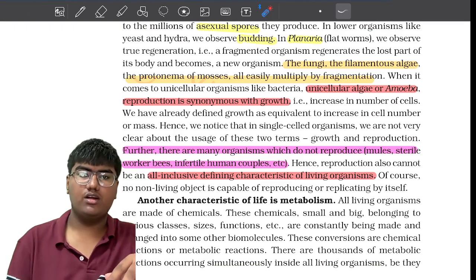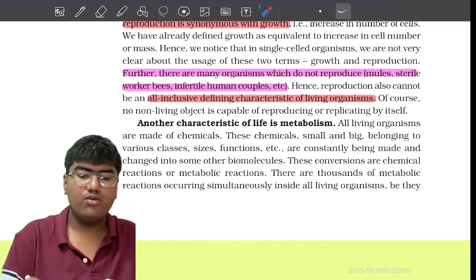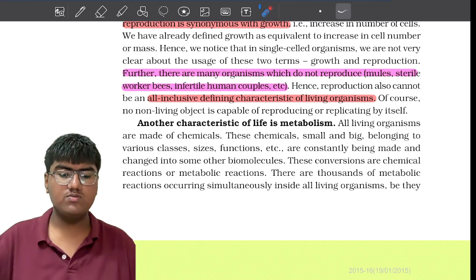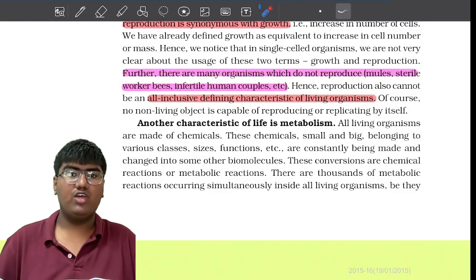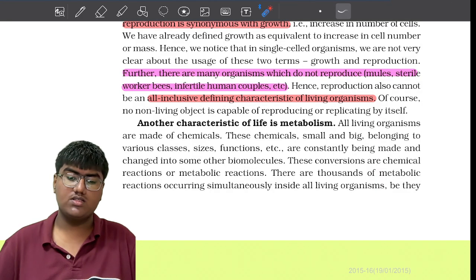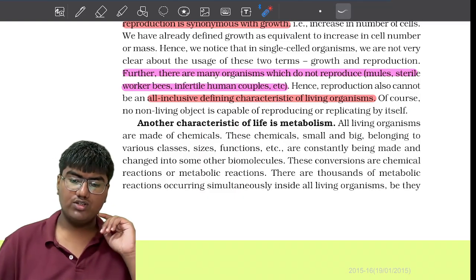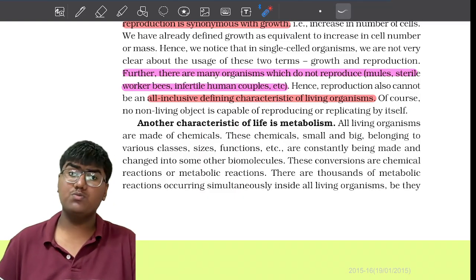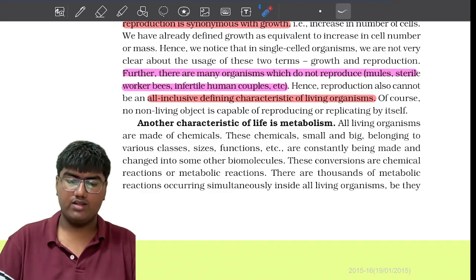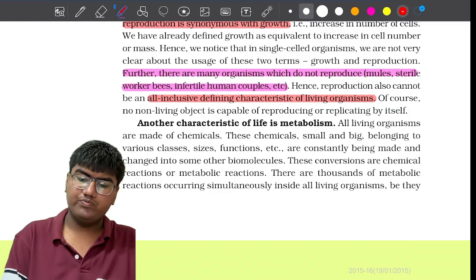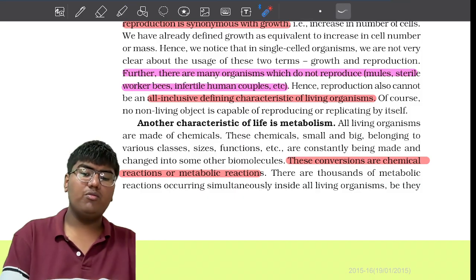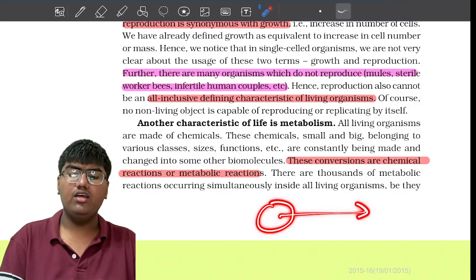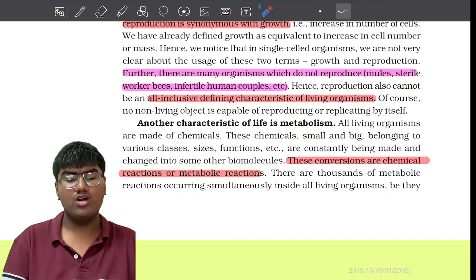So let's see what NCERT has to say about this. Another characteristic of life is metabolism. All living organisms are made up of chemicals, which is very true. Our body is made up of chemicals. Each cell also has many chemicals. These chemicals, small and big, belonging to various classes, sizes, functions, etc., are constantly being made. Yes, biomolecules are constantly made in our organisms. These conversions are chemical reactions or metabolic reactions. One form of chemical getting converted into another is nothing but a metabolic reaction.